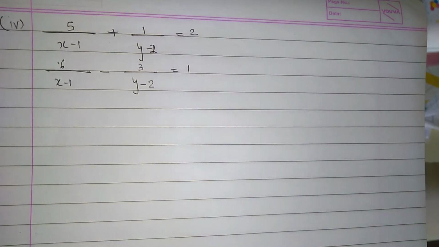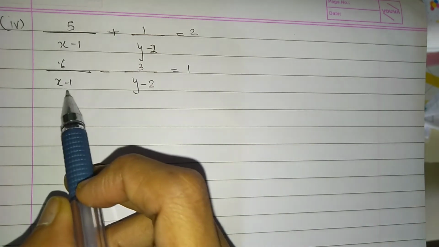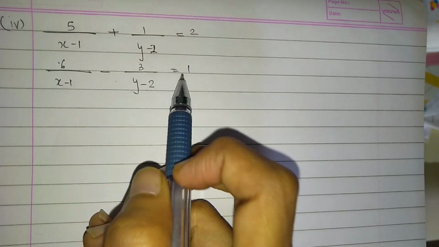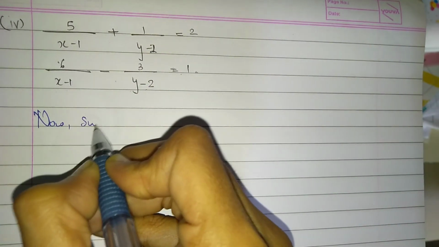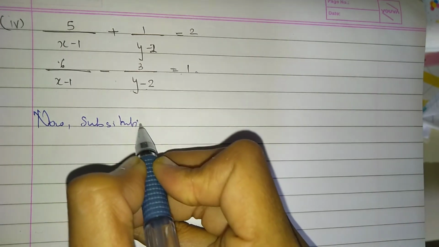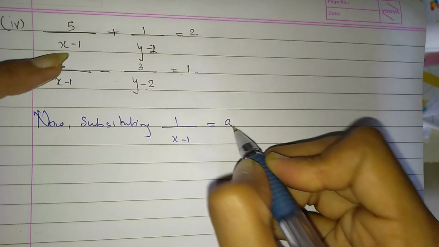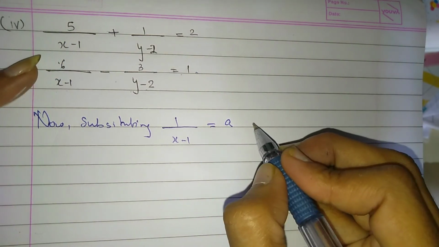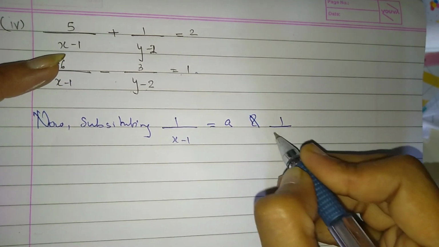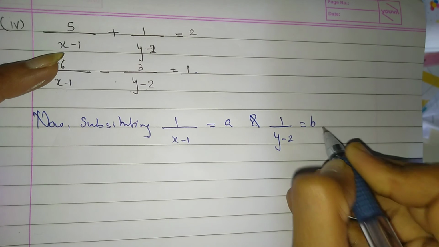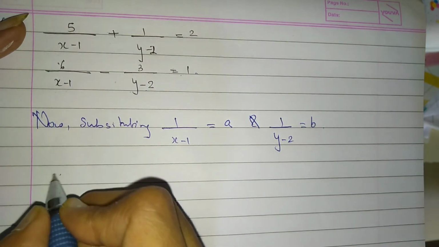Fourth one: 5 upon x minus 1 plus 1 upon y minus 2 equal to 2. 6 upon x minus 1 minus 3 upon y minus 2 equal to 1. Now substituting 1 upon x minus 1 equal to a will make this an easy equation. Okay, 1 upon x minus 1 equal to a and 1 upon y minus 2 equal to b. Now we will change here. So what is the equation?